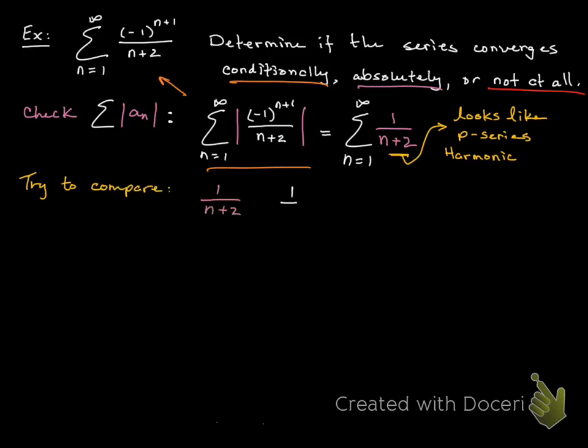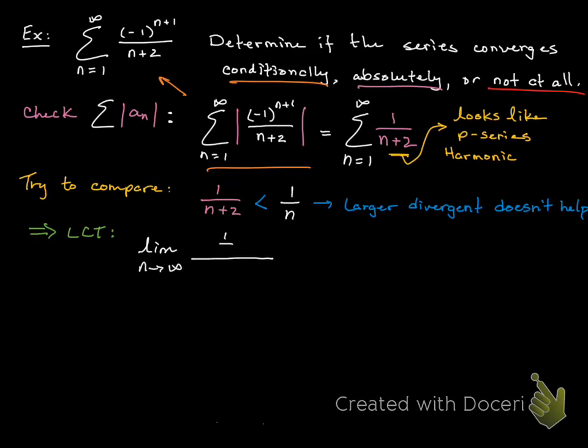So I take 1 over n plus 2 and I try to compare it. But the inequality isn't really going the way I want it to, right? 1 over n is larger because 1 over n plus 2 has a larger denominator. Larger denominator means 1 over n plus 2 is smaller. So I have a larger divergent series, which doesn't really help. That doesn't apply in my direct comparison test. So we're stuck with the limit comparison test.